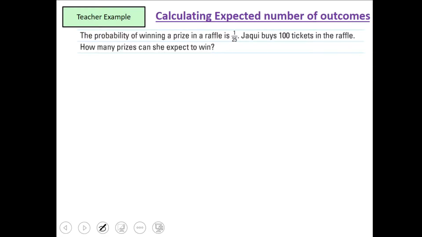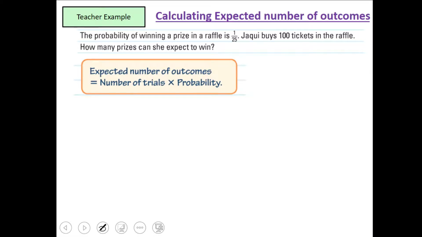Okay, calculating expected number of outcomes. The probability of winning a prize in a raffle is 1 out of 25. Jack buys 100 tickets in the raffle. How many prizes can he be expected to win? Expected number of outcomes equals the number of trials multiplied by the probability. So all you had to do was the probability of Jack winning a prize in a raffle multiplied by the number of trials he's taking, and the answer you get is 4 prizes.